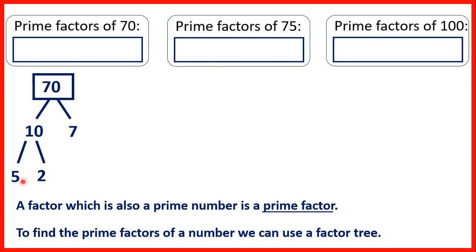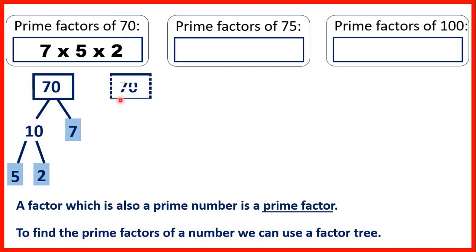So now, at the end of our branches, we have 5, 2 and 7. They're all prime numbers. They can't be broken down any further. So we can express 70 as the product of the prime factors 7, 5 and 2, because 7 times 5 times 2 is 70. Now we could have used a different factor tree.